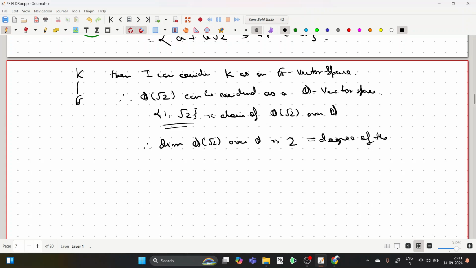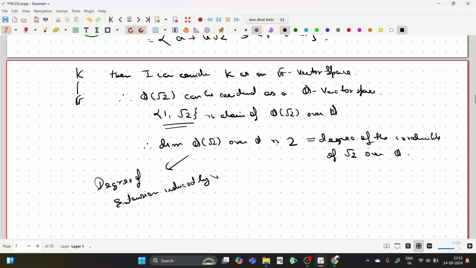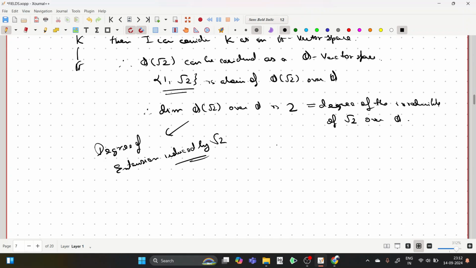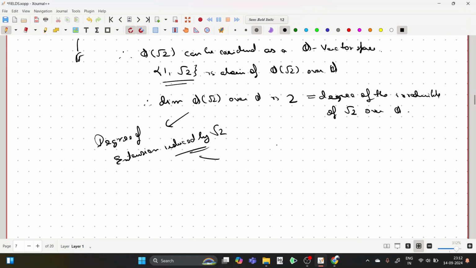of the irreducible polynomial of the element by which this extension is induced, that is root 2 over Q, and this dimension will be referred to as the degree of extension induced by root 2. So this will be covered in detail in the next lecture. So I am just giving the hint to it.